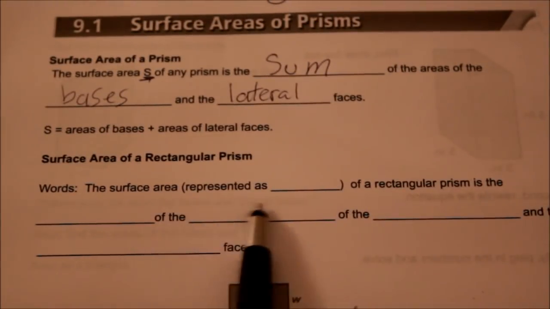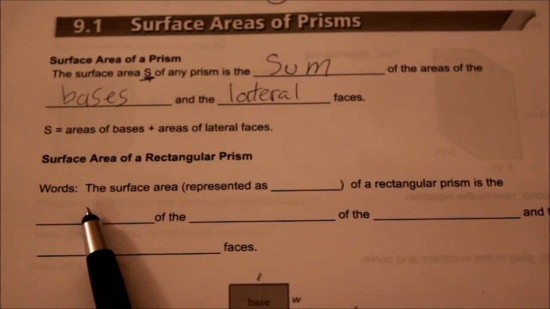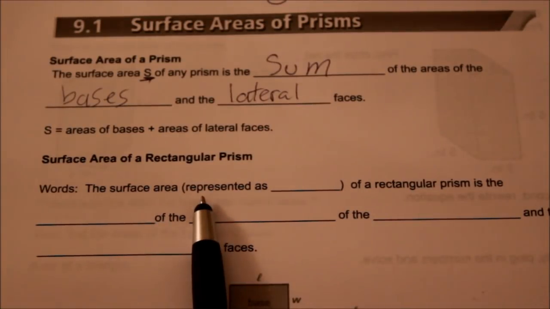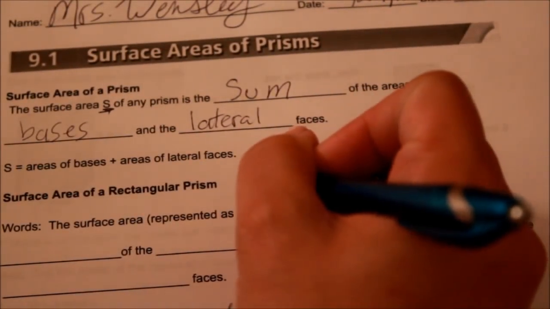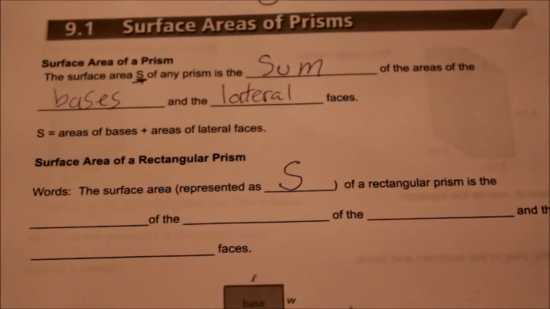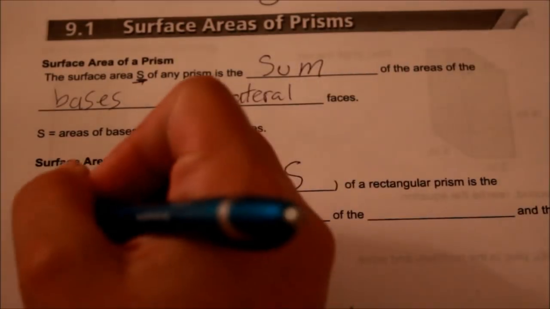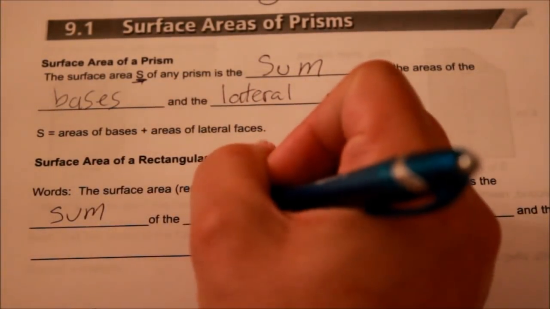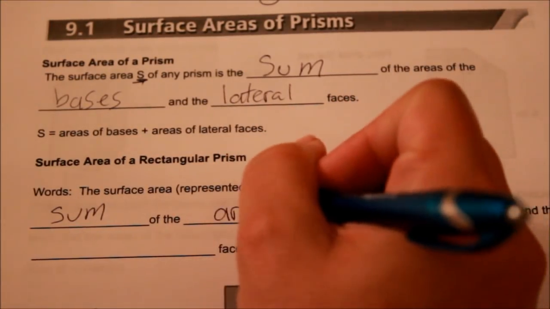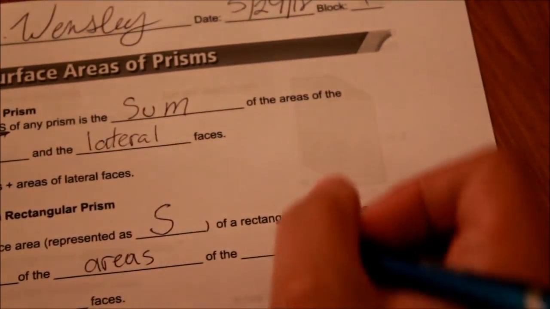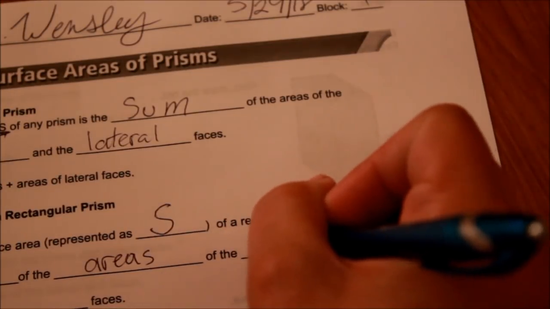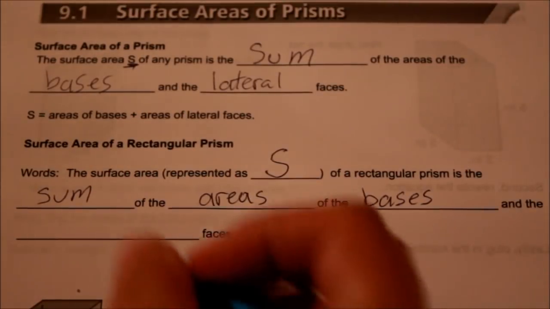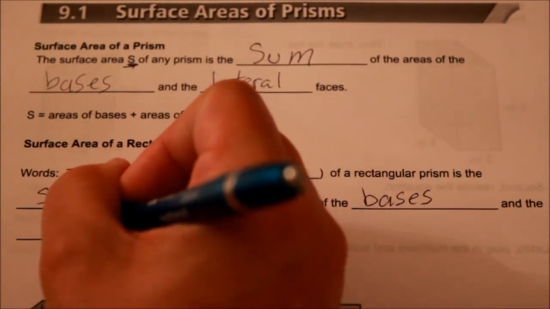Surface area of a rectangular prism. The word form is the surface area, represented once again as a capital S, of a rectangular prism, is the sum of the area of the bases and the lateral faces.